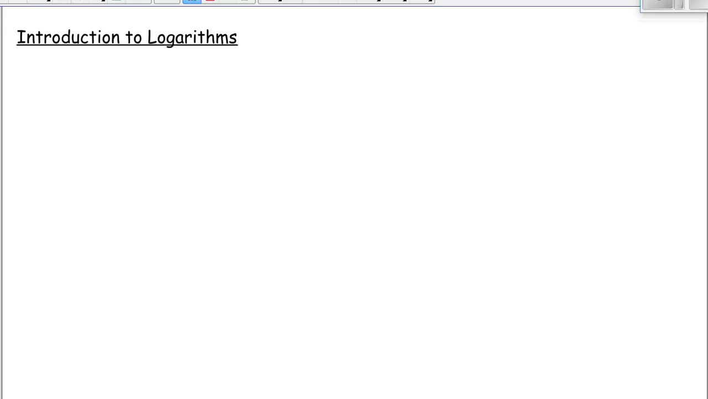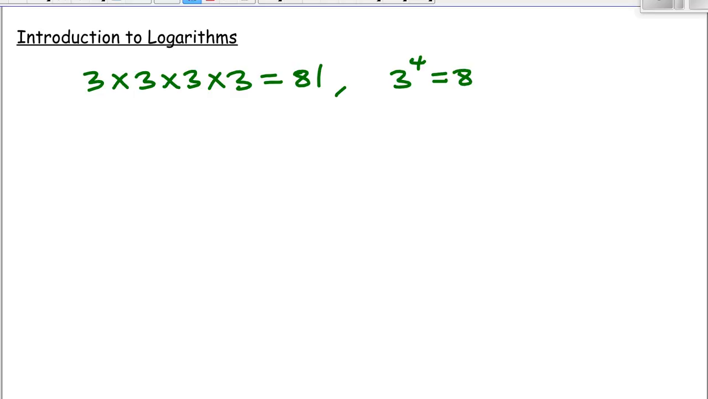We know that 3 multiplied by 3 multiplied by 3 multiplied by 3 is 81. In fact, we know that 3 to the power of 4 is 81. Now, a logarithm is a number that shows how many times a base number, such as 3, is multiplied by itself to produce a third number, such as 81.